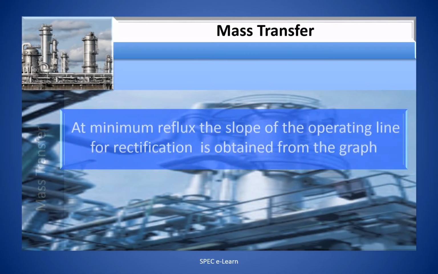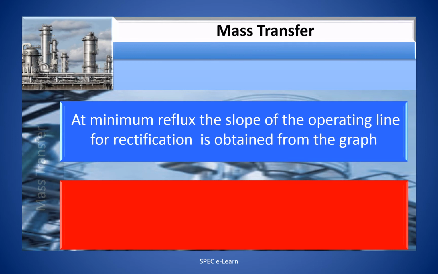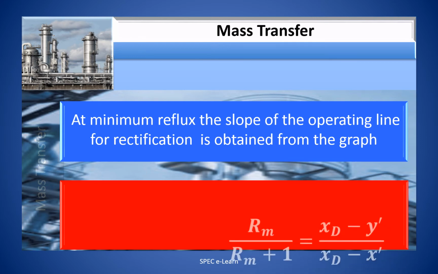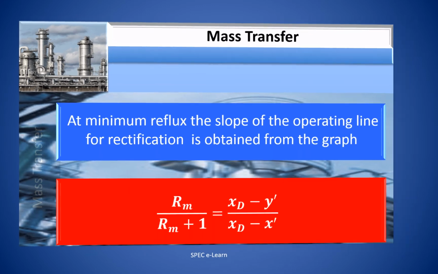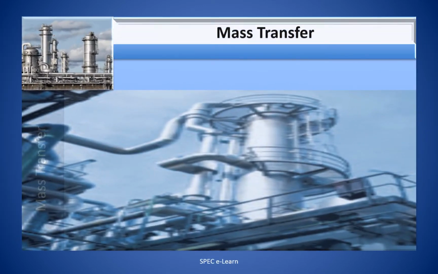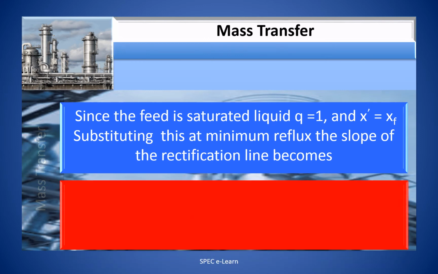At minimum reflux, the slope of the operating line for rectification is obtained from the graph: Rm divided by Rm plus 1 equals xD minus y dash divided by xD minus x dash. Since the feed is a saturated liquid, q is equal to 1 and x dash is equal to xF. Substituting this at the minimum reflux, the slope of the rectification line becomes Rm divided by Rm plus 1 equals xD minus y dash divided by xD minus xF.